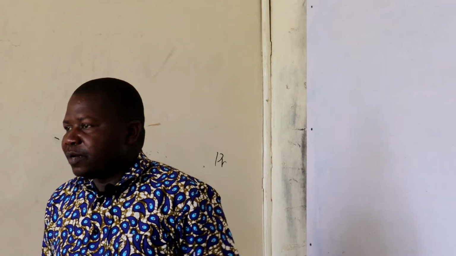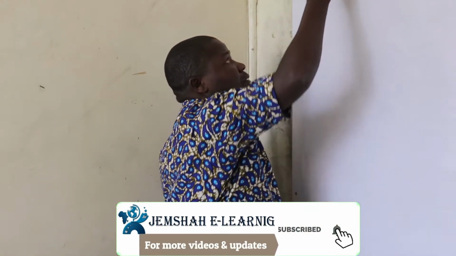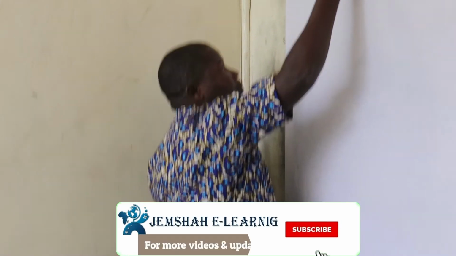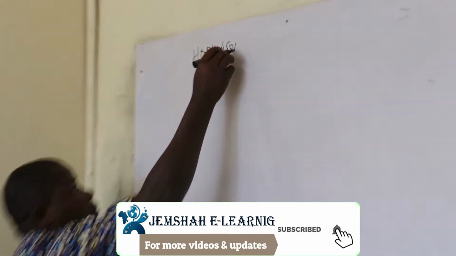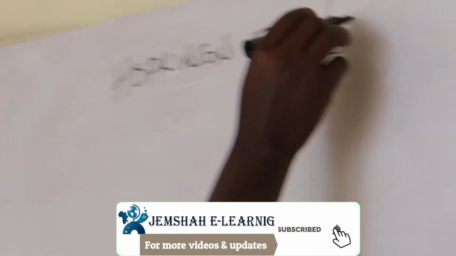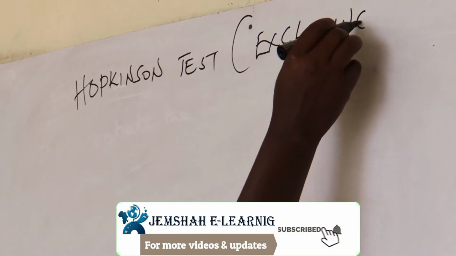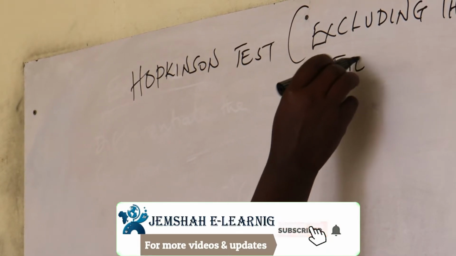Remember last time we were talking about DC tests and we want to conclude that. We are still on Hopkinson tests, but now we are talking about Hopkinson tests excluding the fields.